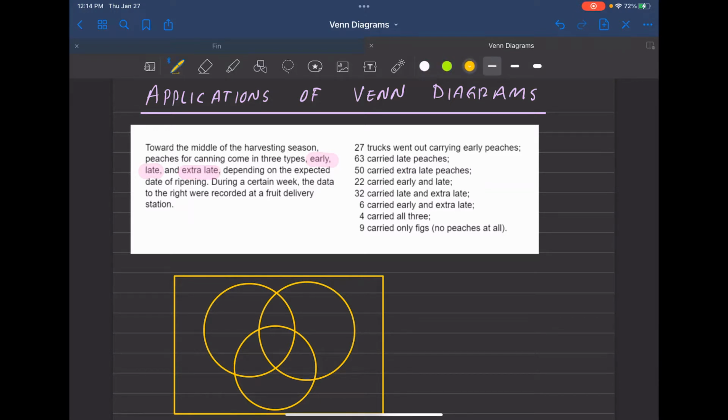So based on this, here's the data on the right side. We want to place in the data based on what's been given to us. So let's use the trucks that carry early peaches, we're gonna call them E for early peaches, and then the trucks that are carrying late peaches, we'll label it as L for late, and the trucks that are carrying extra late, we're going to call them EL for extra late peaches.